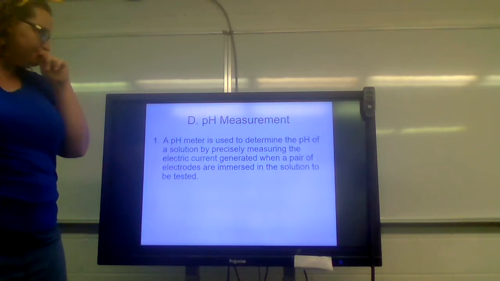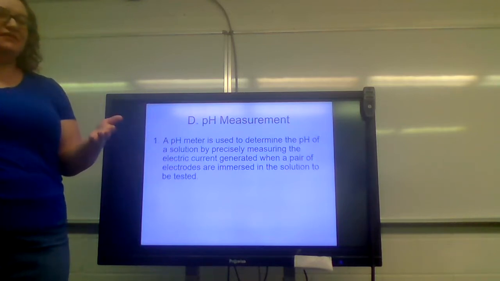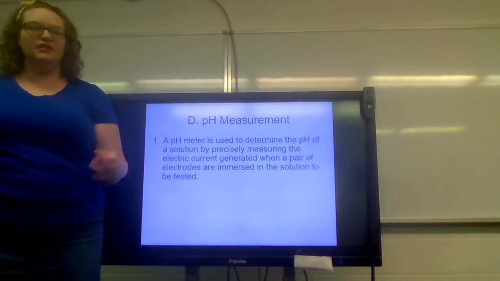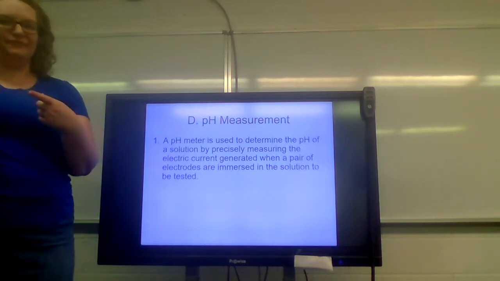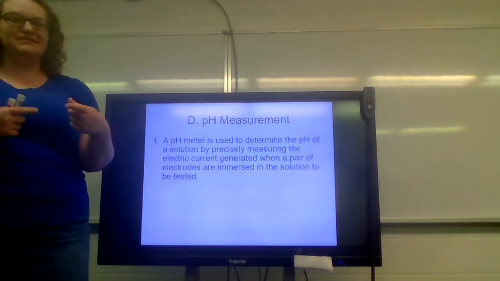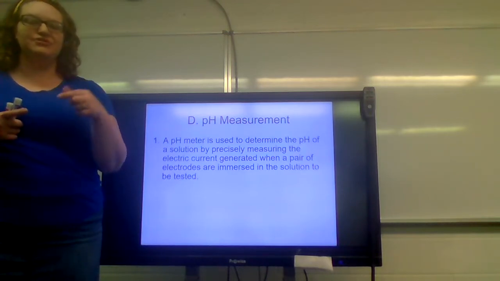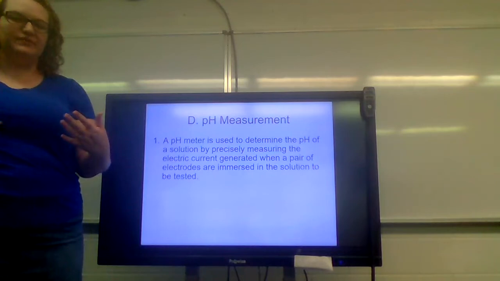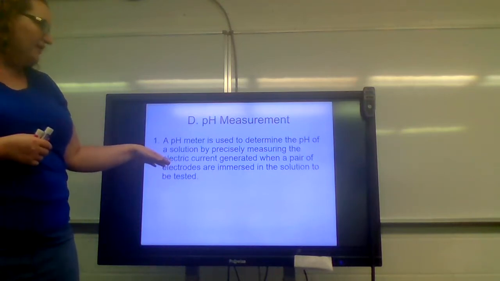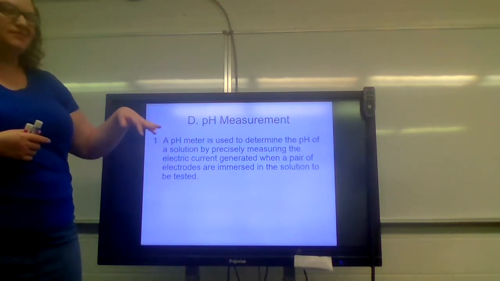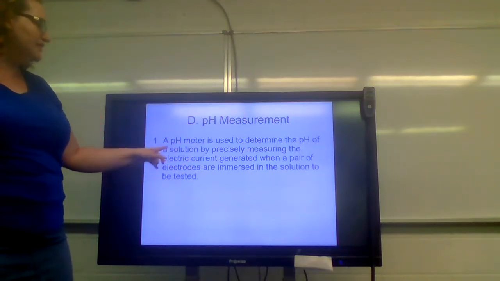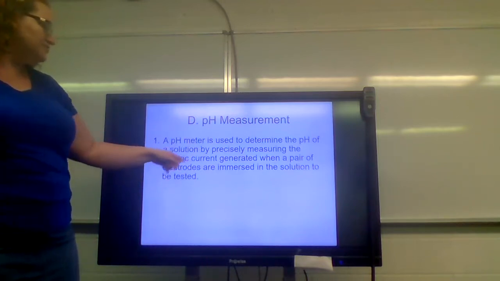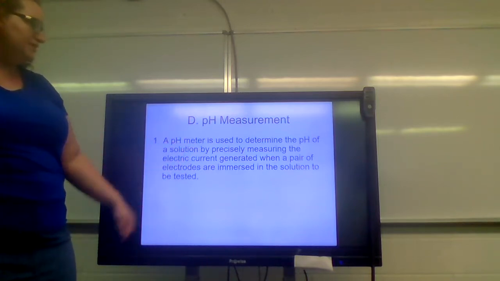pH measurement. All right, a pH meter is something that they use nowadays. It's a great piece of technology. It has a little stick, for lack of a better term, on the end, and they can stick it into the substance, and that stick can then register to the meter if you're dealing with an acid or a base. I'll just read the definition. A pH meter is used to determine the pH of a solution by precisely measuring the electric current generated when a pair of electrodes are immersed in the solution to be tested.